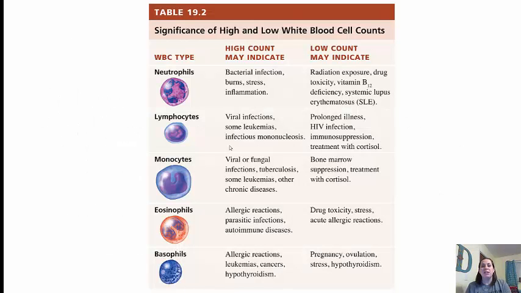Now, in your book, there is a table. This is table 19.2. This shows you the different types of white blood cells. It gives you a picture with their name. It tells you what a high count might indicate, like what kind of infection or what kind of circumstance you may see a high number of these, and then also in cases where you might see a low count of these different white blood cells. And this chart is found on page 674.